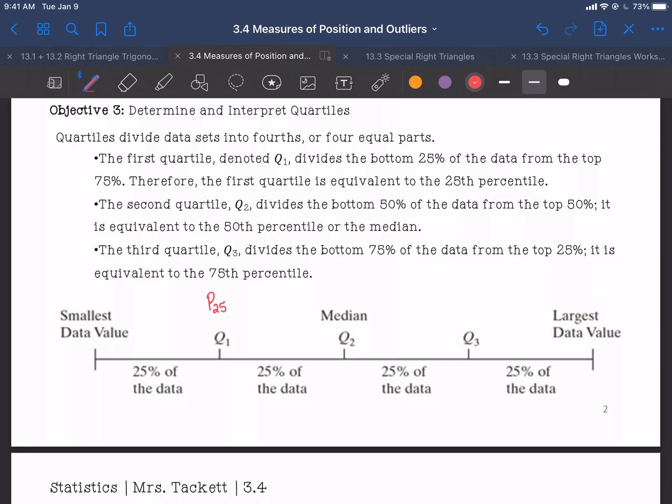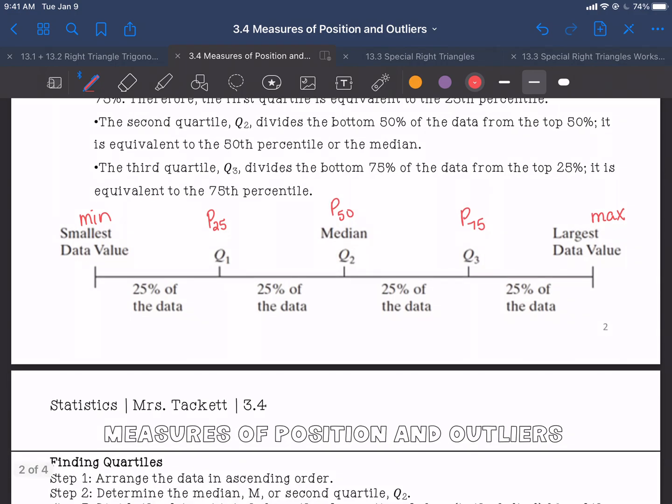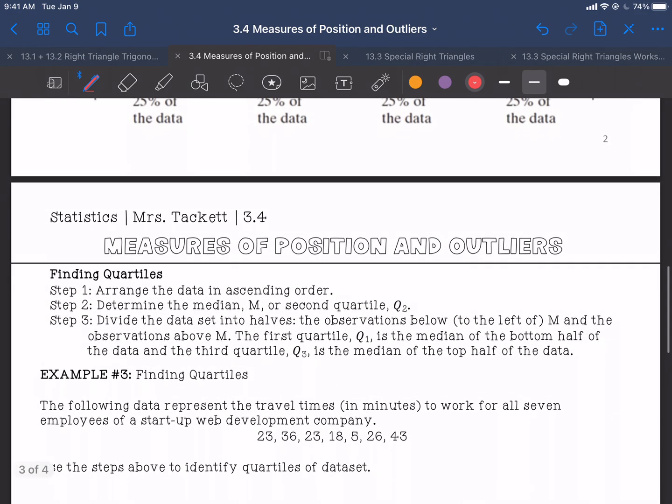Your second quartile is your median. That's just your 50th percentile. So 50% of the data is below that number, 50% of the data is above. Your third quartile is the same thing as your 75th percentile. So 75% of the data is at or below that number, and 25% would be above that. And then remember, you have your smallest data value, which is your min, and your largest, which is your max. Okay, so we'll be using that to create a box plot later on, but quartiles are just special percentiles.